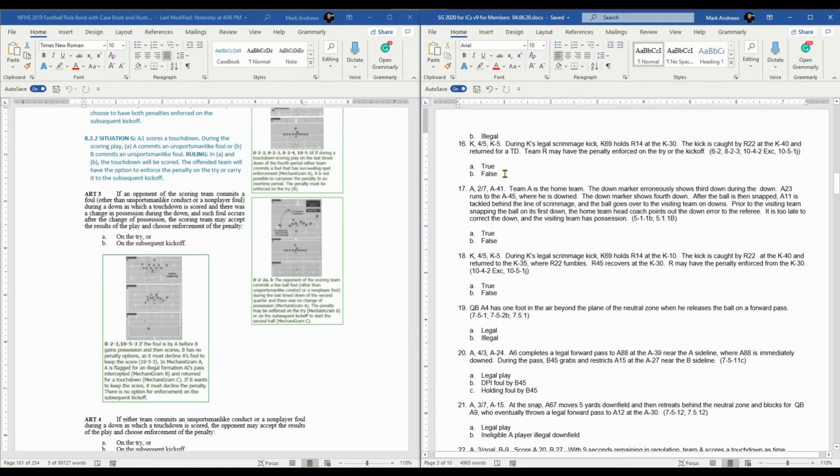So the answer to this is false, but I don't want you, especially you new guys, to go away thinking that they either have to decline the penalty or they don't get the yardage. In most cases, when a foul occurs, except for unsportsmanlike and a non-player foul, it's enforced on the try and the kickoff. All right, and we will talk a lot about this over the training session. All right, so again, the answer is false, B.